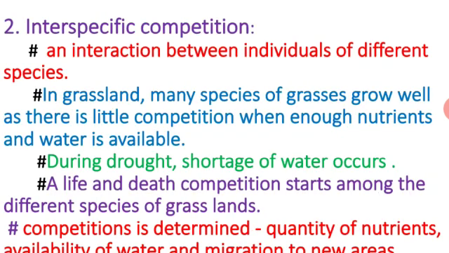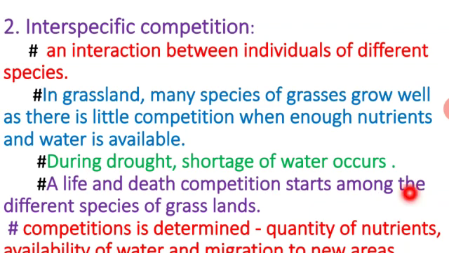Next we move on to inter-specific competition. Inter-specific competition means competition between different species. Intra means same species; here the interaction is between individuals of different species. For example, in a grassland there may be two different types of species with enough nutrients and water available. When there are too many species, there will be a shortage of water, so competition may start among the two different species in the grassland. That is named as inter-specific competition.